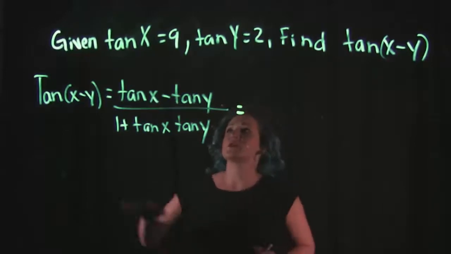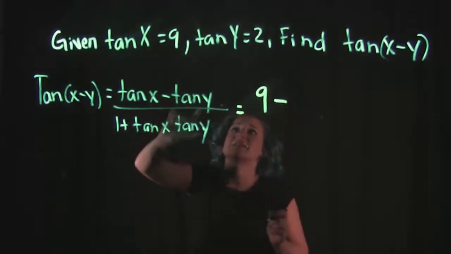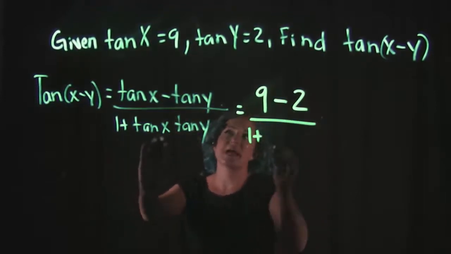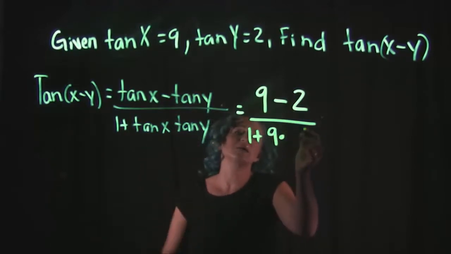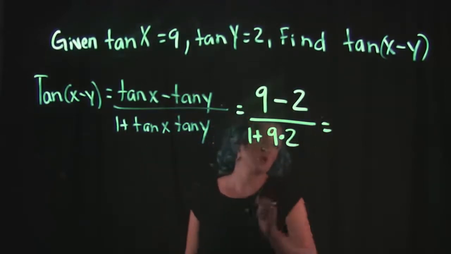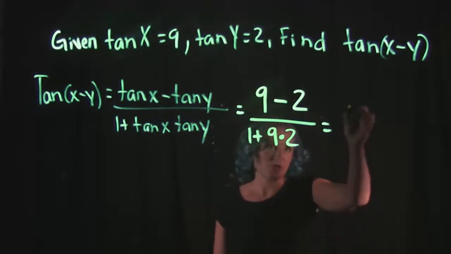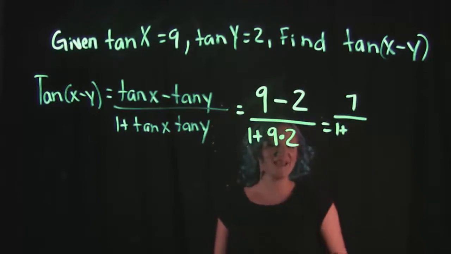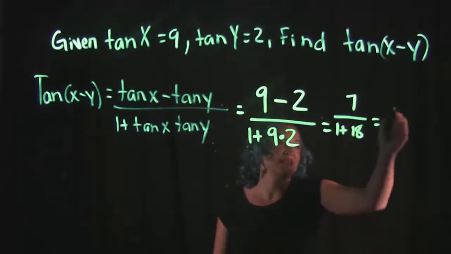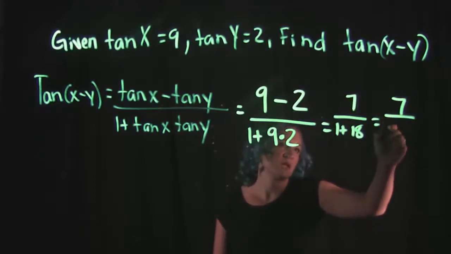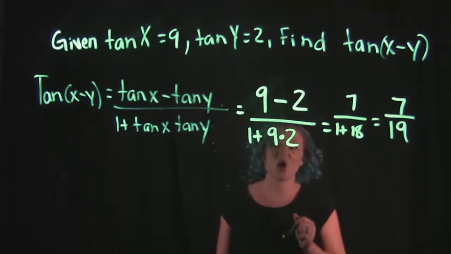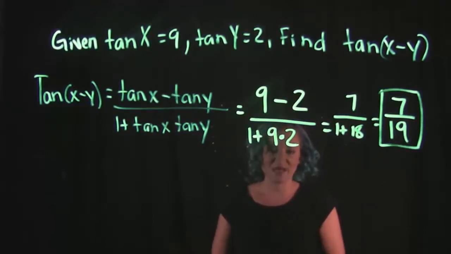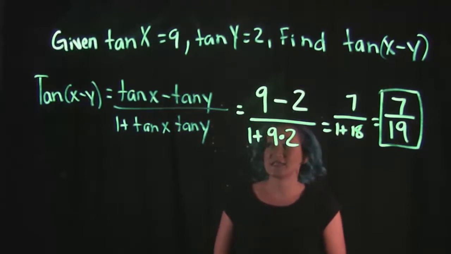So starting in the numerator, tangent of x is equal to 9 minus tangent of y is equal to 2. Over 1 plus tangent of x, which is 9, times tangent of y, which is 2. Continuing to simplify, in the numerator 9 minus 2 is a 7. In the denominator, I'm going to drop down that 1. Remember, multiply before you add. 9 times 2 is 18. And finishing the addition in the denominator, 1 plus 18 is 19. So here we get that tangent of x minus y is 7 over 19. That one was really that simple. Otherwise, that is it for this video.